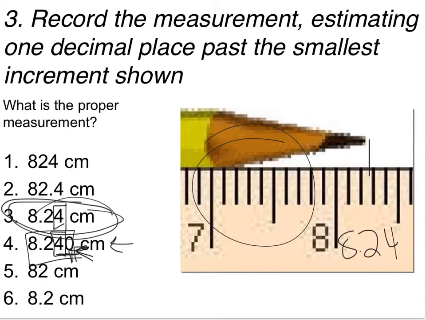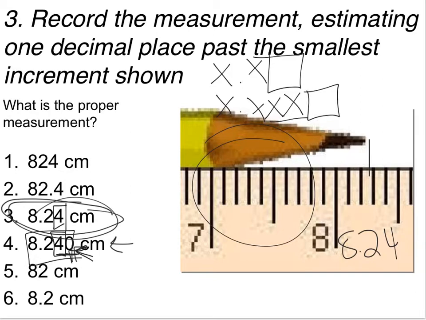But the rule, the simplest way, is always find your increment. No matter what it is, let's pretend it's to the tenths place, your number always has to go to the hundredths. If your smallest increment is to the thousandths, you have to go to the ten-thousandths place.